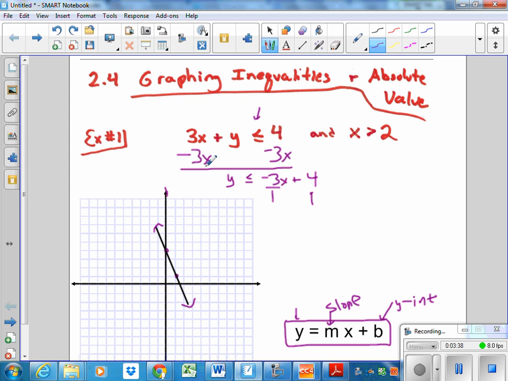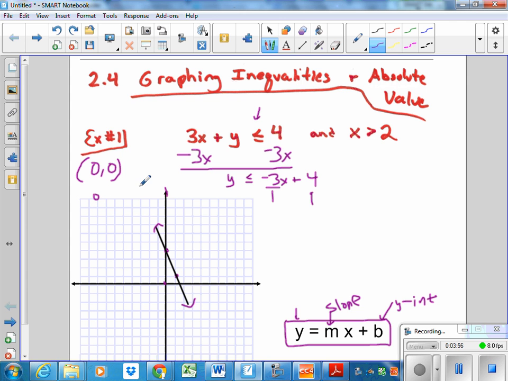Now, there's another way to do it, and that's to do a test point. You might have done that in your previous classes. I like to do test point 0, 0 unless the line goes through 0, 0. And I go back to the original problem, and I see if 0, 0, which is right here, is true or false. 0 in for x, 3 times 0 is 0.